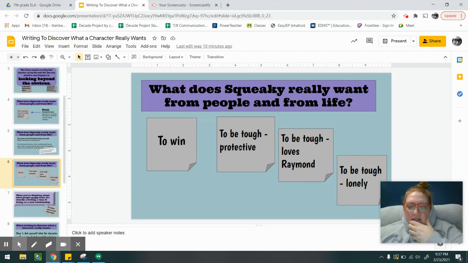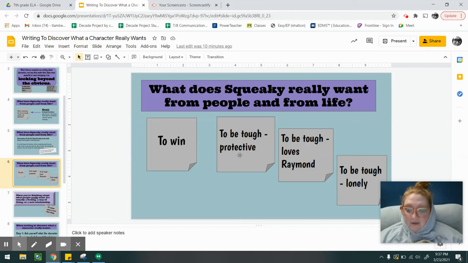And I started to dig in a little deeper about being protective and feeling that need to really protect Raymond because she loves him so much, but also because she wants to put a barrier between him and the world and not really let anybody get to him. She wants to be tough, but I'm also thinking about how that might make her feel really lonely. It seems to be hard for her to make friends.